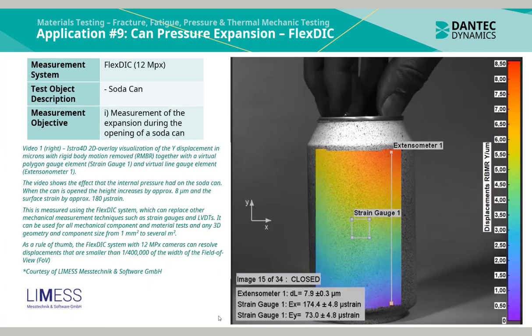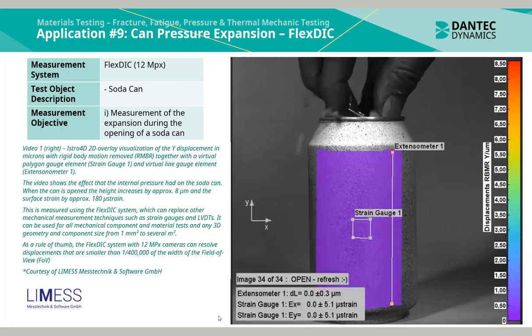Application 9 is a can pressure expansion test measured using a FlexDIC system. The soda can measurement was performed during the opening of the can itself. Pressure inside the can was quickly released through the opening, which causes an elongation of the can.